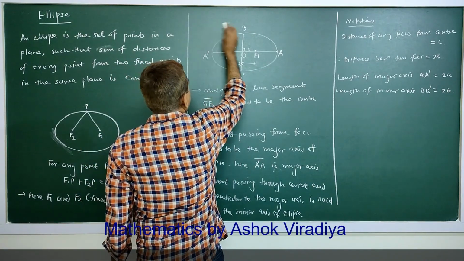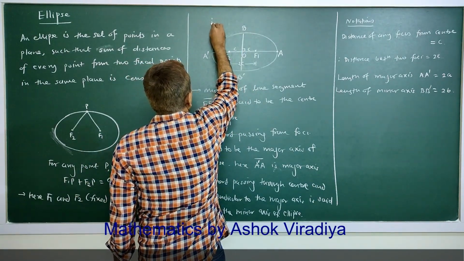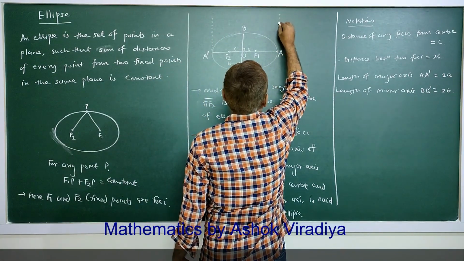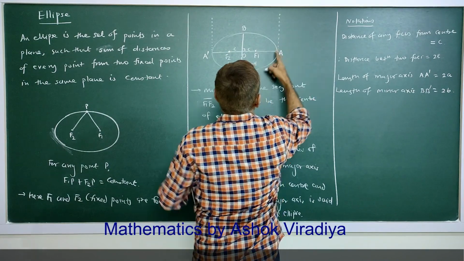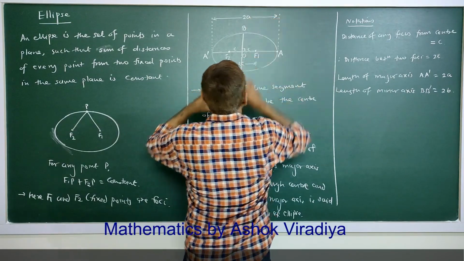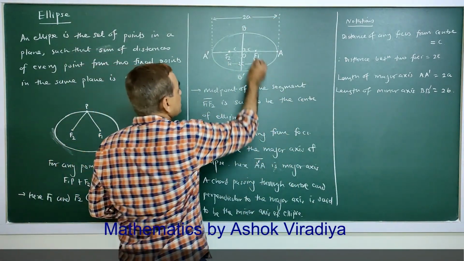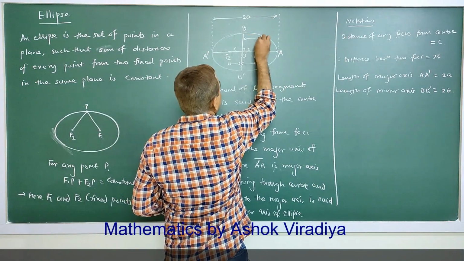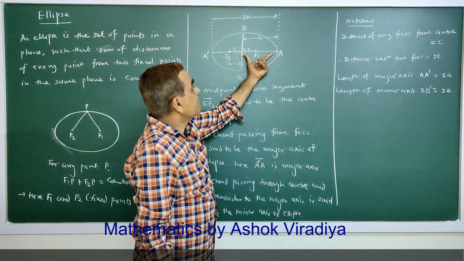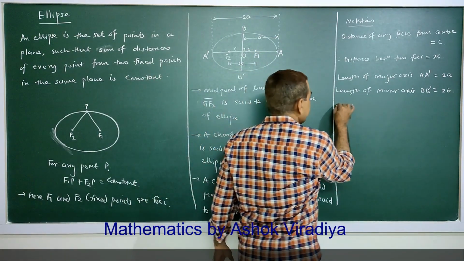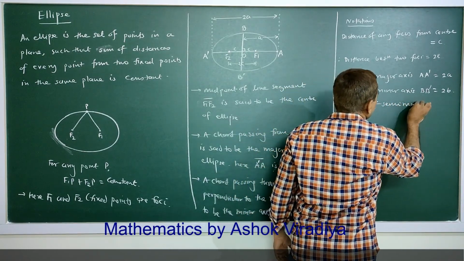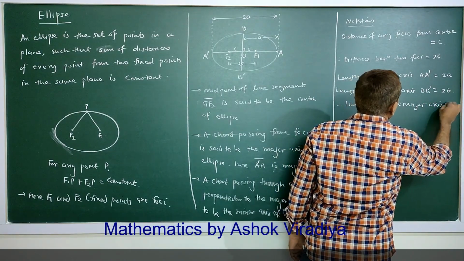So here we are denoting the distance between this A and A dash. This distance is 2a. So that means this distance is a. So this is the length of semi major axis. So the length of semi major axis is a.